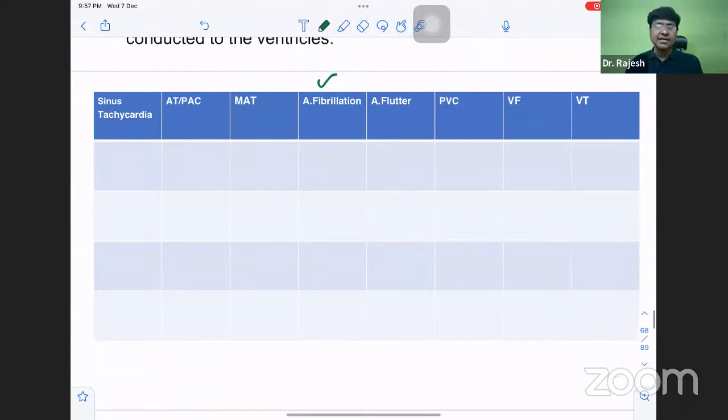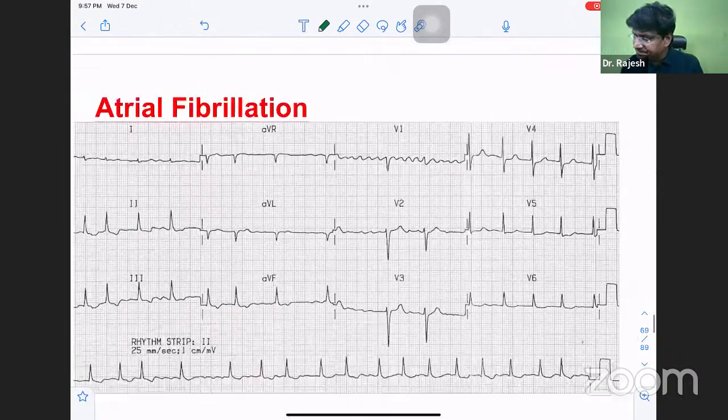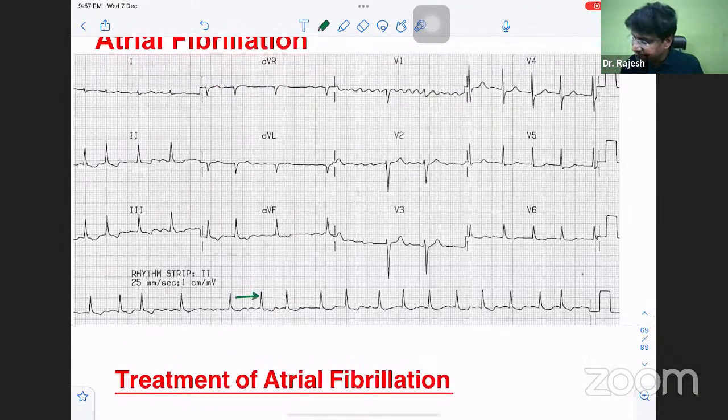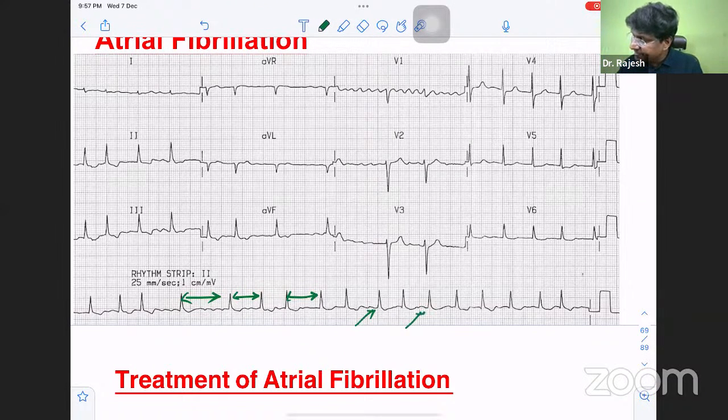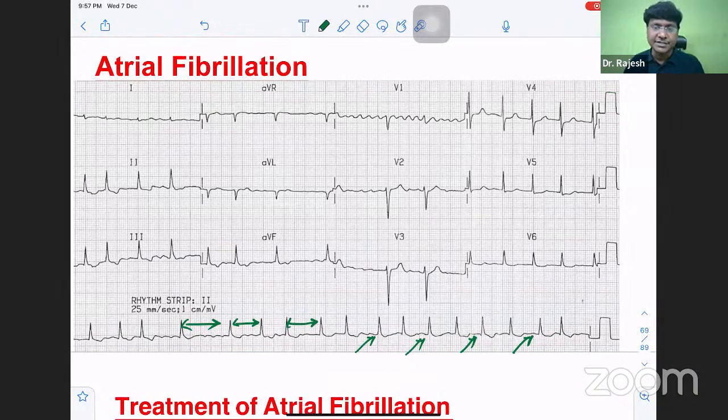Next thing is atrial fibrillation. So how will you identify the ECG of atrial fibrillation? First and foremost, the rhythm. The rhythm will be irregularly irregular. So how can you make out it's an irregularly irregular rhythm? You have variable RR interval and you don't have the P wave. So instead of P wave, what you have is the fibrillatory waves. That is how you will identify the ECG of atrial fibrillation.